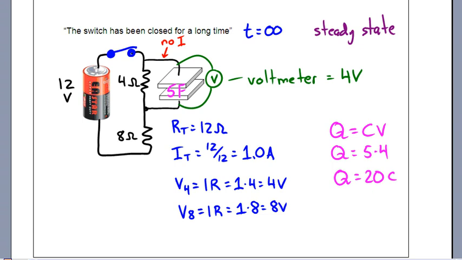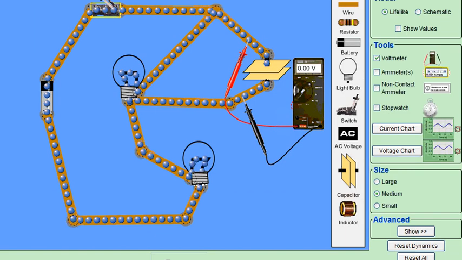Let's see if this actually works, okay, with the circuit here. So there's the circuit. It looks kind of messy, and I've changed the resistors into light bulbs so you could actually see this run. That circuit has been open for a very, very long time. There's no current flowing at all, and you can see there's no voltage on that capacitor. There's no charge on it either.